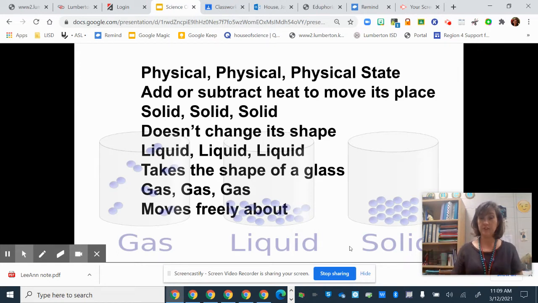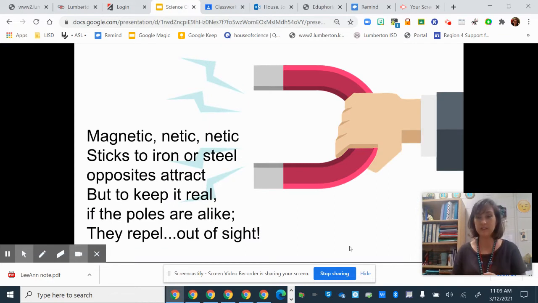But this one we're going to go like this. Physical, physical, physical state. Add, like you're adding, or subtract heat to move its place. And then we're going to act out the three. Solid, solid, solid doesn't change its shape. Liquid, liquid, liquid takes the shape of a glass. Gas, gas, gas moves freely about. Okay? The next one is magnetism.